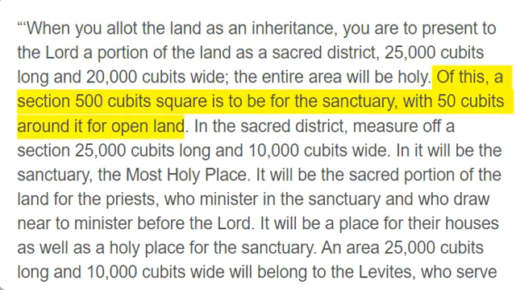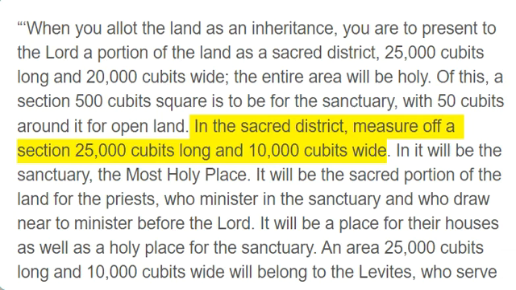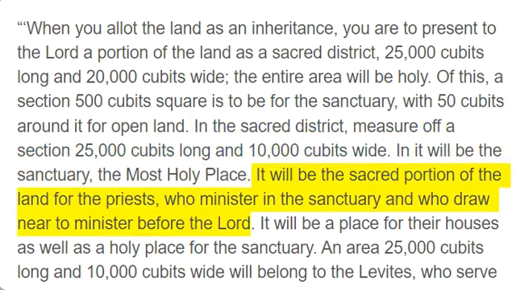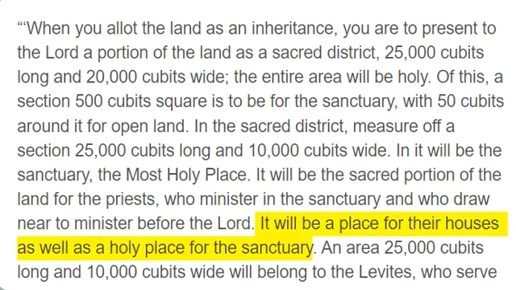Of this, a section 500 cubits square is to be for the sanctuary, with 50 cubits around it for open land. In the sacred district, measure off a section 25,000 cubits long and 10,000 cubits wide. In it will be the sanctuary, the most holy place. It will be the sacred portion of the land for the priests, who minister in the sanctuary and who draw near to minister before the Lord. It will be a place for their houses as well as a holy place for the sanctuary.